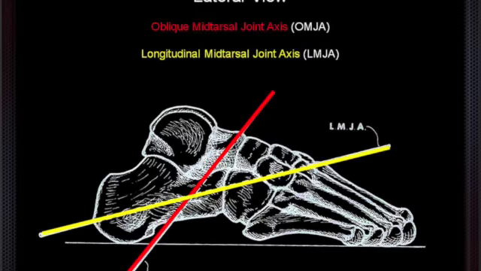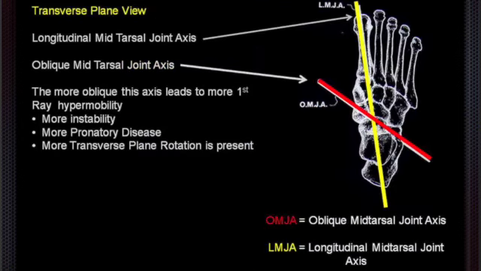This is a lateral view of the foot showing the oblique and longitudinal axis of the mid-tarsal joint. The more oblique the axis is, the more pronated the foot is. And it's also being viewed on the transverse plane.